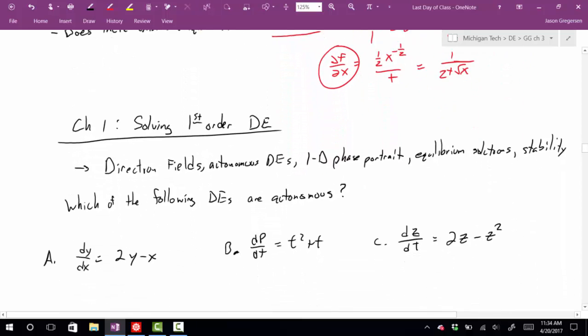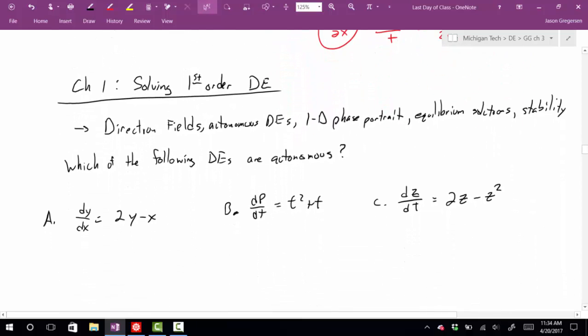All right. Now we talk about solving first order differential equations. We want to solve them graphically, analytically, and numerically. So we looked at our graphical solutions. We want to talk about direction fields and autonomous differential equations. What are equilibrium solutions? All that kind of good stuff. I got 3 differential equations here. Which one is autonomous?